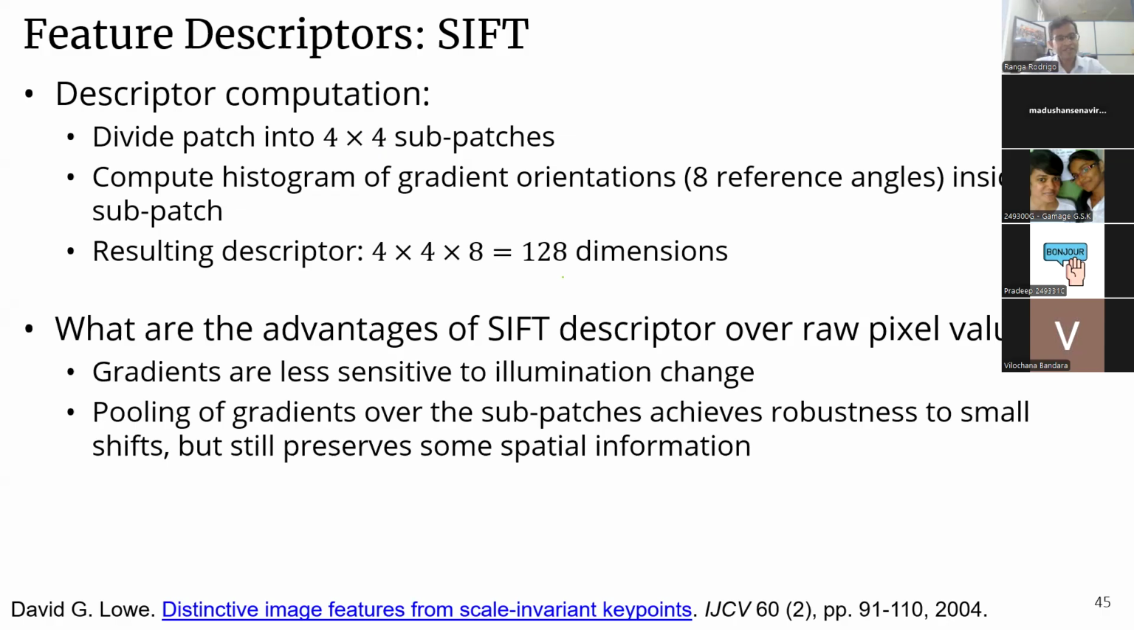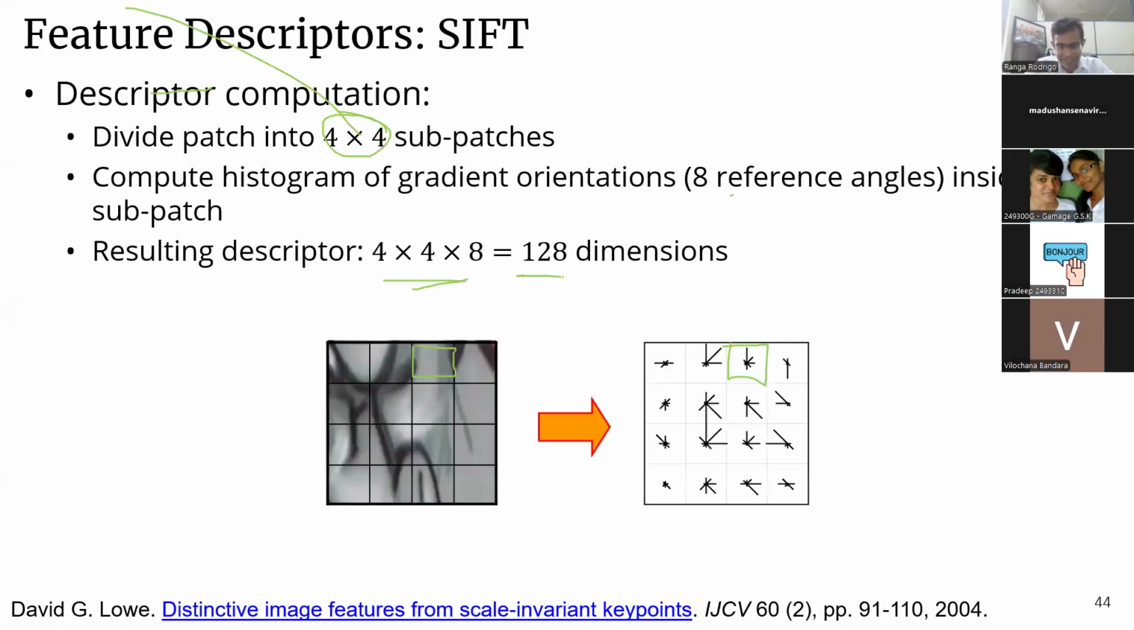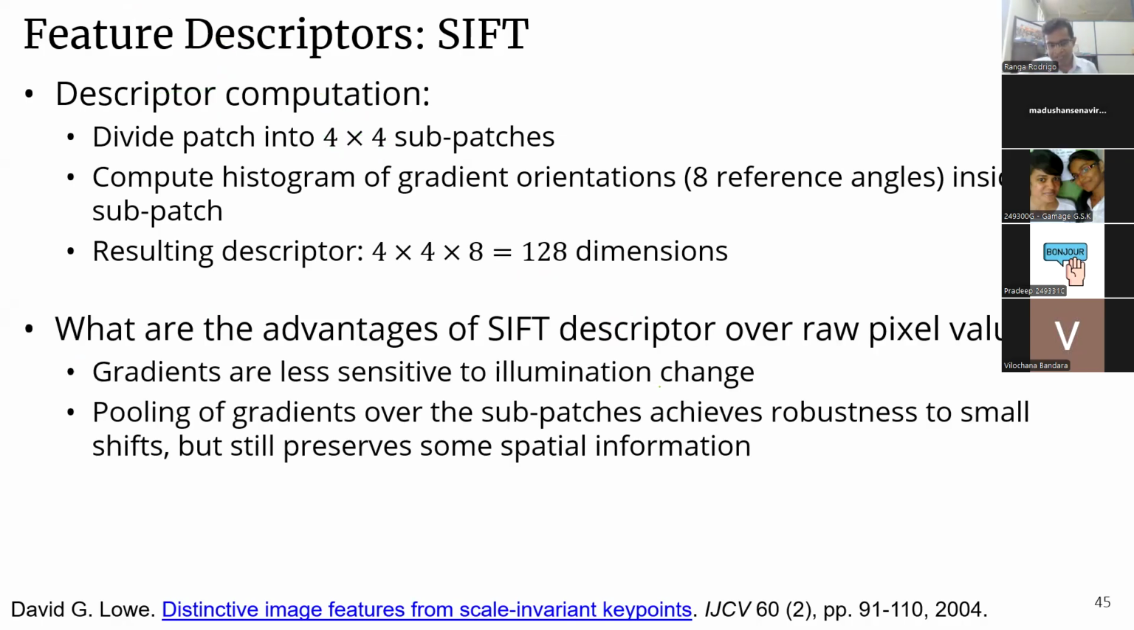Pooling of gradients over a sub area. So you can see here, we have sort of done some pooling, right? So take this patch, whatever the gradient in that patch amounts to this one. So slight location changes are okay. So pooling gradients over sub patches achieves robustness to small shifts, but this preserves some spatial information.